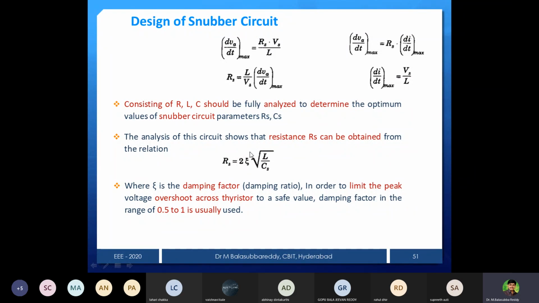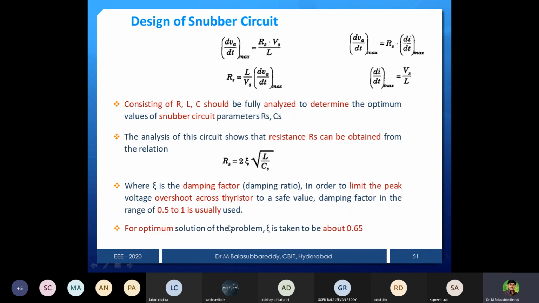Already L is known, and delta we can define in the range 0.5 to 1, and Rs we will get from this relation, and we can easily calculate what is the Cs. So this is the empirical relation I am telling. So now we can easily find what is the Cs from this expression. So now all the parameters, Rs is known, Ls is known, and Cs we will get in this fashion.